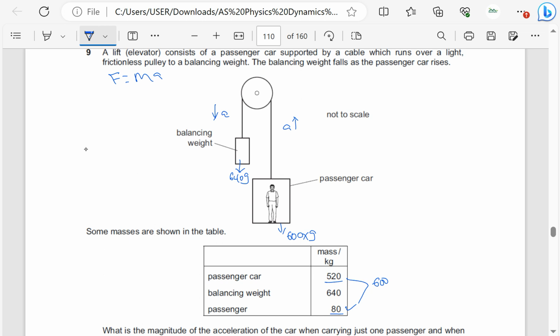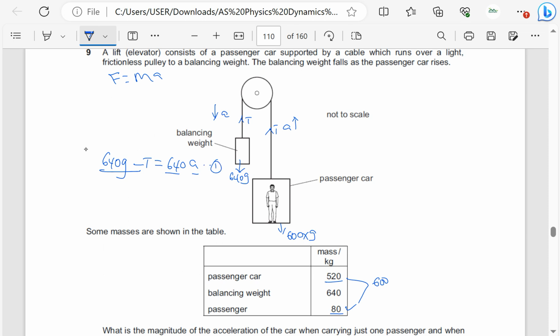So on the left hand side, the resultant force is going to be 640 times g, acceleration due to gravity, minus the tension. Of course, there will be tension here. There will be tension here. So 640 g minus the tension is going to be equal to 640 times acceleration. The resultant force is mass times acceleration. So this is going to be the first equation.